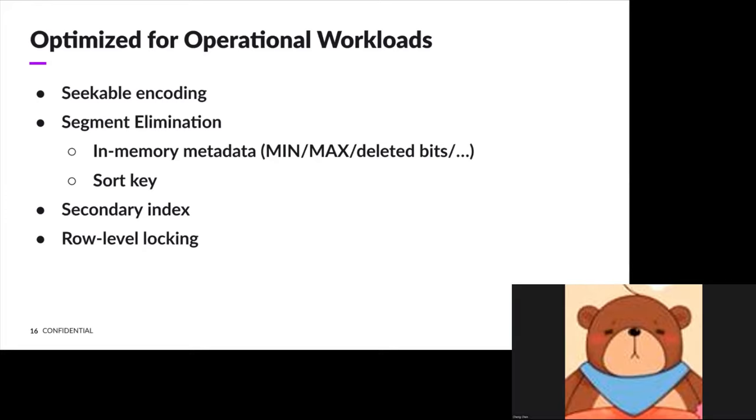A sort key can also be specified on each column store table. When it's specified, the flusher will sort the loads within a segment based on the sort key. The merger will merge the segments incrementally to maintain a logarithmic number of sorted runs. And the sort key allows for more efficient segment elimination. Moreover, we support secondary hash indexes for efficient point access. I will discuss this in more detail next.